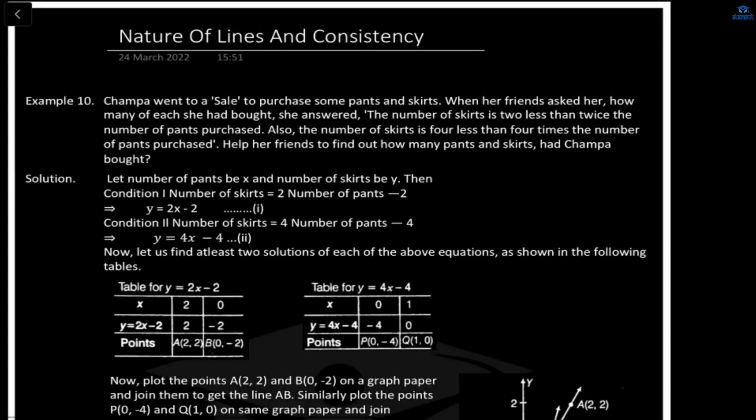Whenever you are finding the points, first make y the dependent variable, meaning y should depend on x. That's why I'm writing y is equal to whatever. I'll take y on the LHS and everything on the RHS, for both equations. Then you put the value of x, which is the independent variable. We choose any value of x, and for that value we find the corresponding value of y. Try to find 2 to 3 points.